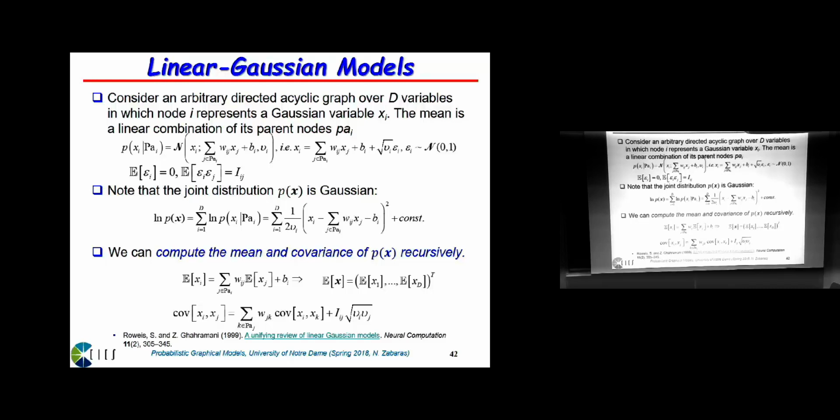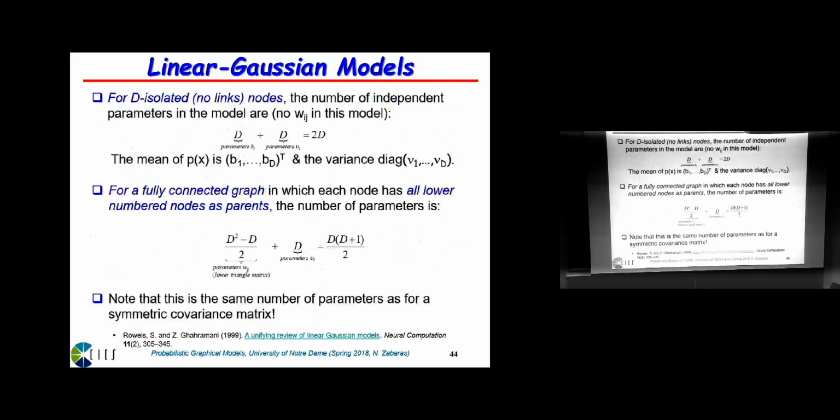Both equations are recursive because to compute the covariance of xi, xj with i less or equal to j, you need the covariance of xi with the parents of j. And to compute this, you need the parents of k, et cetera, until you reach the root node.